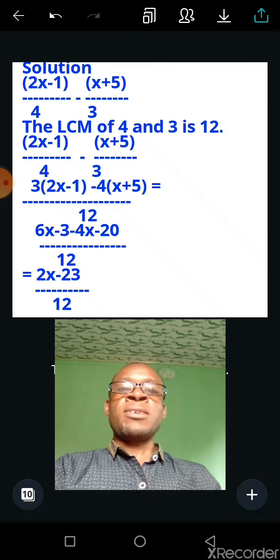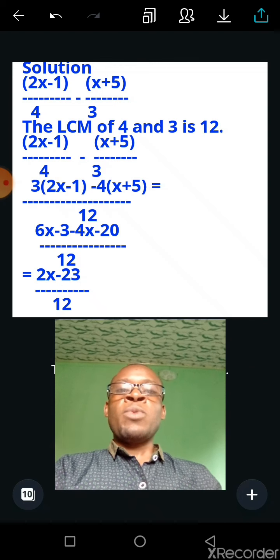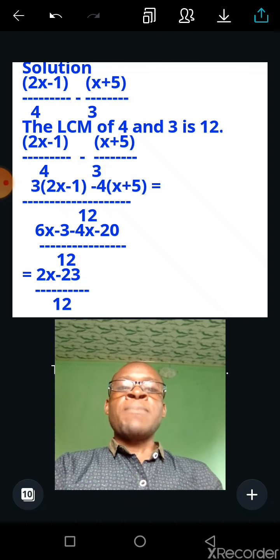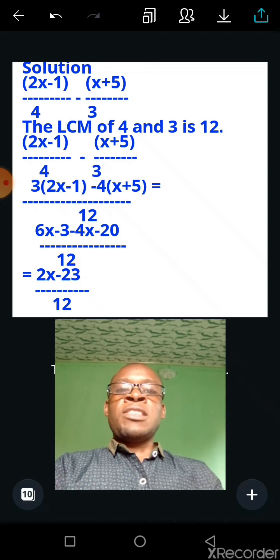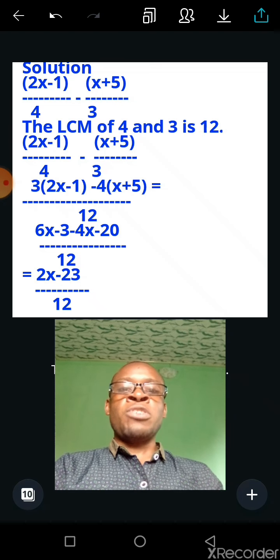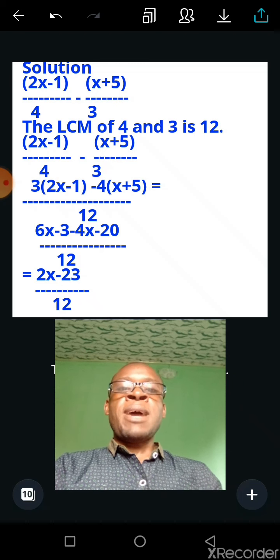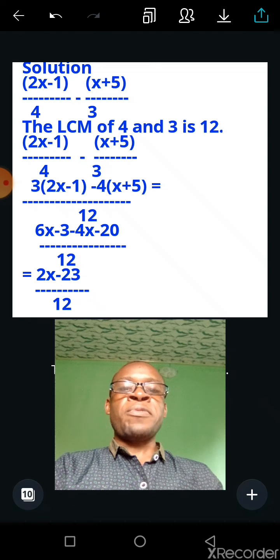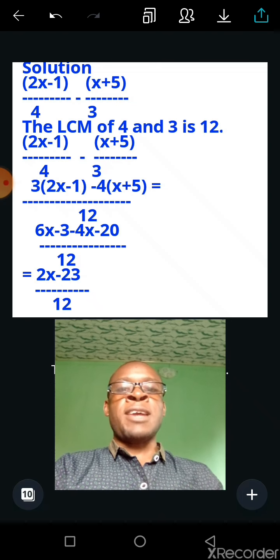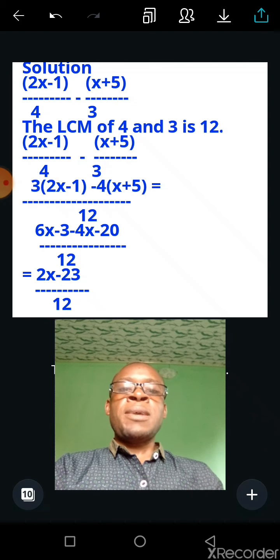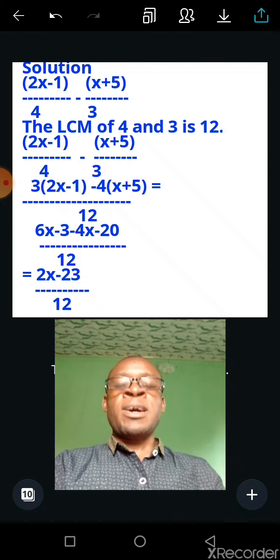We go to the next fraction. We have 3 divided into 12 will be 4. So we now put that minus there. So it will now be minus 4 multiplying the numerator. So when we now multiply out, we have 3 times 2x will give us 6x. 3 times minus 1 will give us minus 3. We'll go to the next bracket. Minus 4 times x will give us minus 4x. Then minus 4 times plus 5, which is minus times plus, will give us minus. Then 4 times 5 will give us 20. So we now have 6x minus 3 minus 4x minus 20 all over 12.